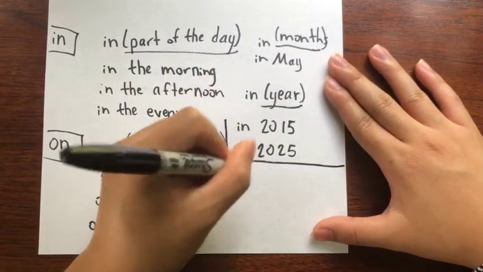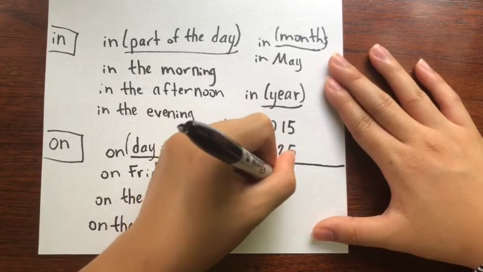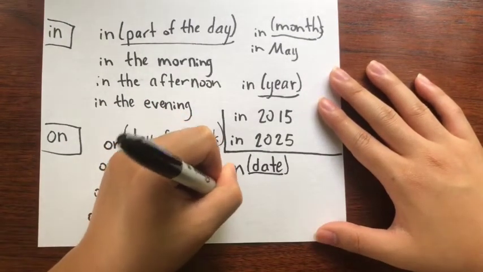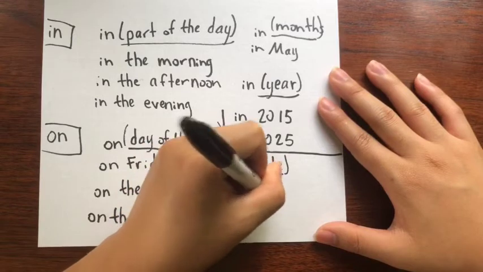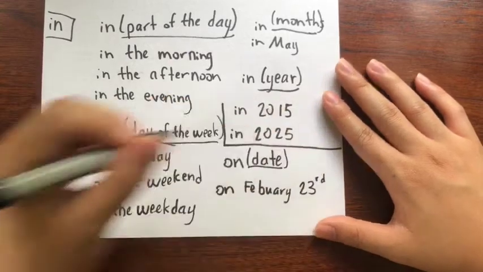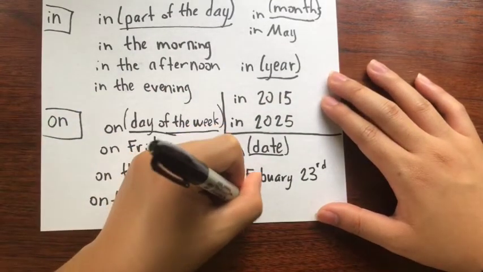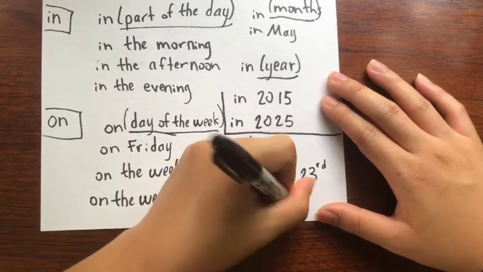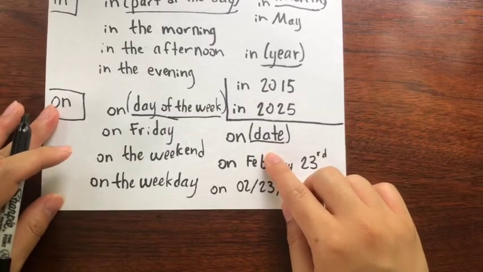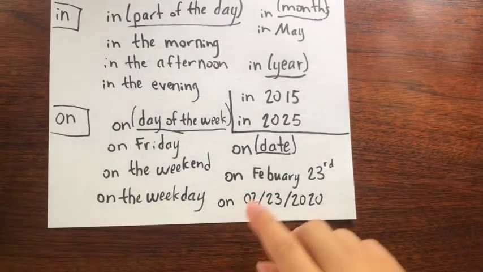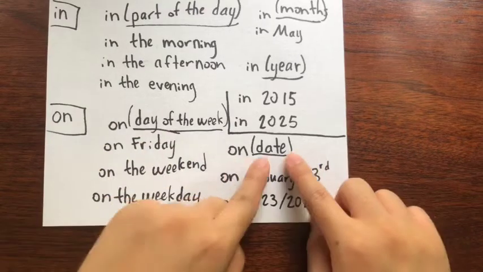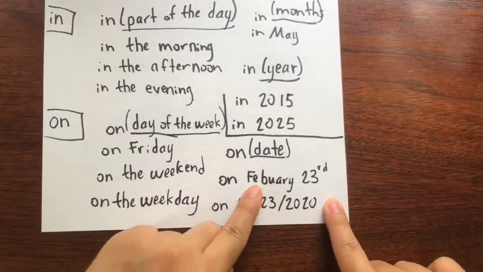We also use on for date, the date. So we can say on February 23rd or on 02/23/2020. We use on for the date. So every day in the warm-up, we say the date, we say the day. So the day is Friday. The date is February 23rd. So this is the day.